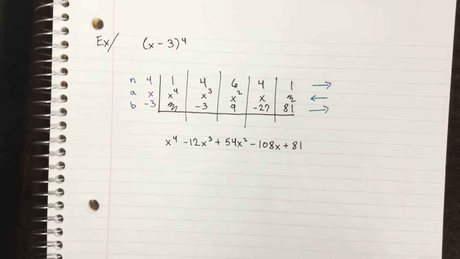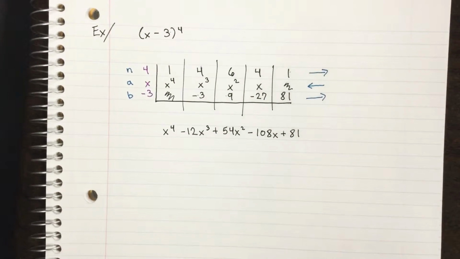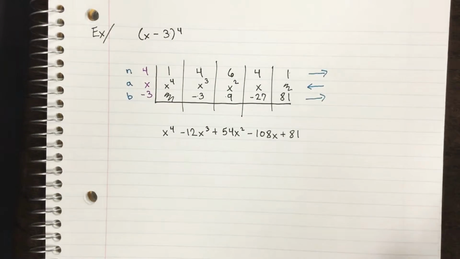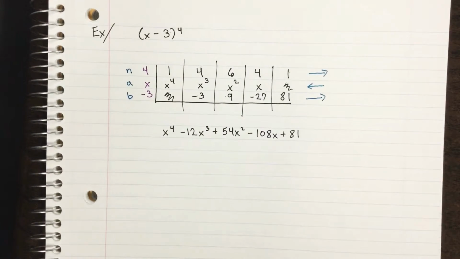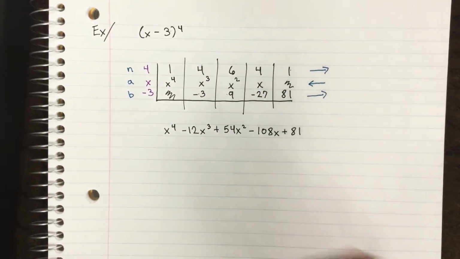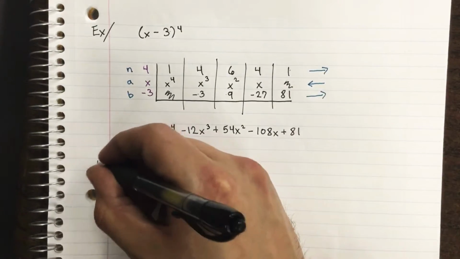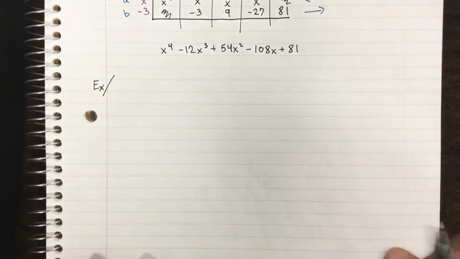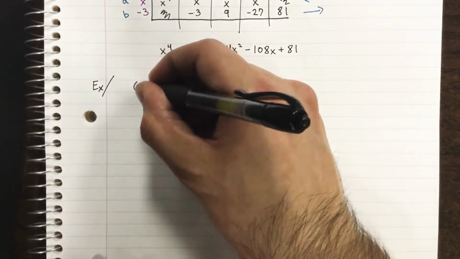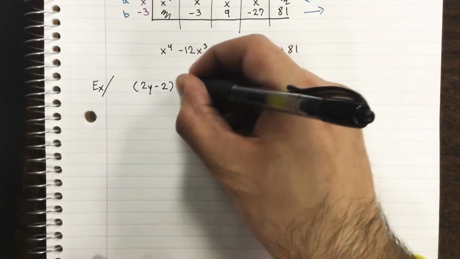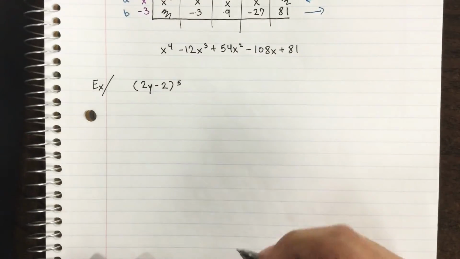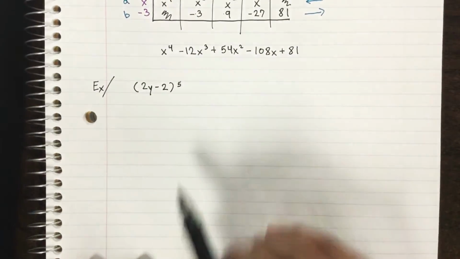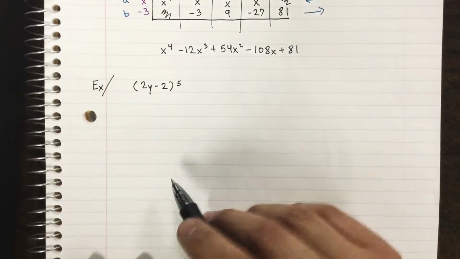So I want you to practice that with the worksheet that you got today. So let me do one more problem before. This is actually from the worksheet from today. So if you weren't here, you don't have to do all of them by yourself. So the next one's going to be 2y minus 2 to the 5th power. Okay, so I have the 5th power, which is going to mean I have 6 terms.